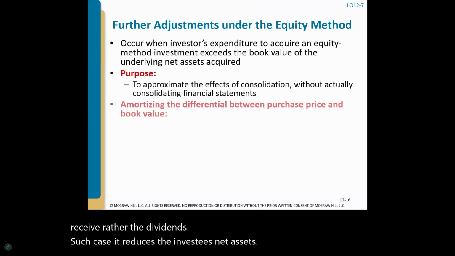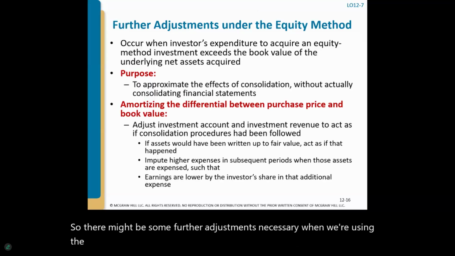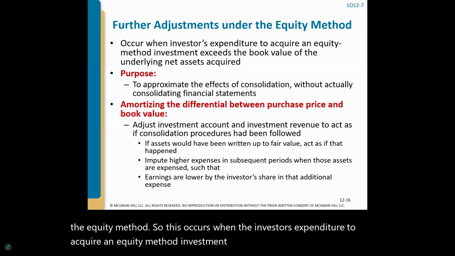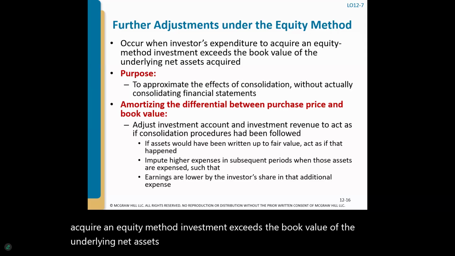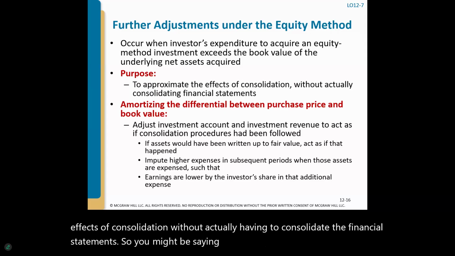So there might be some further adjustments necessary when we're using the equity method. This occurs when the investor's expenditure to acquire an equity method investment exceeds the book value of the underlying net assets acquired. This basically helps to approximate the effects of consolidation without actually having to consolidate the financial statements. So you might be saying, what? This doesn't make any sense, right?